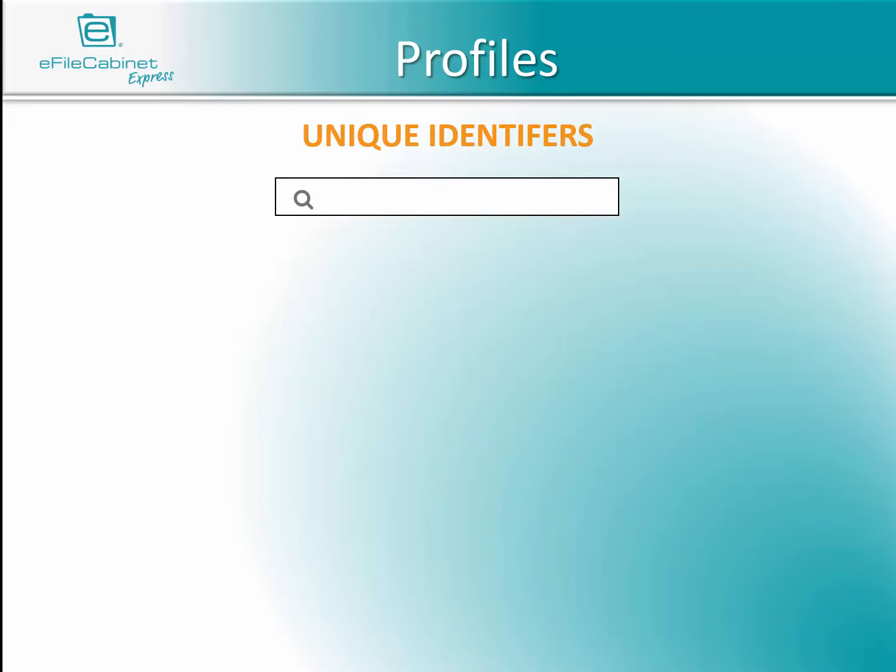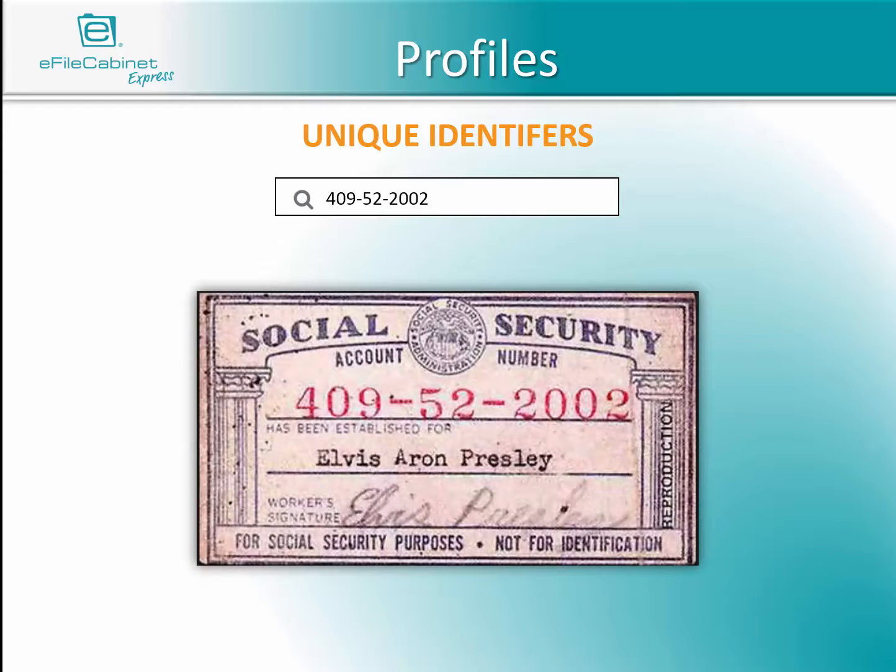Let me give you one other example. Here is a social security number. This uniquely identifies an individual. In this case, the person is Elvis Presley. This is his social security number. Notice back then when they were originally rolled out, they were never intended for identification purposes. Boy, have things changed. So let's take a look at eFileCabinet Express.